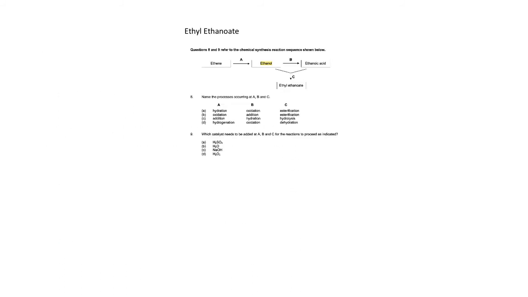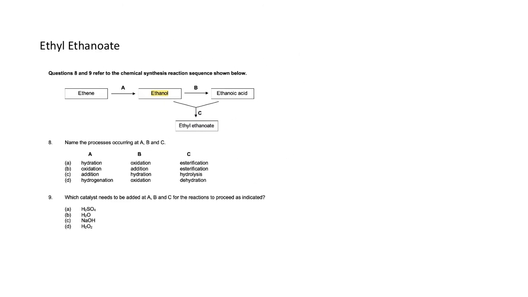Ethyl ethanoate. Oh, I didn't have much on ethanol, eh? All right. Ethyl ethanoate. So you get ethene turned into ethanol, turned into ethanoic acid. Then you add a little bit of ethanol to ethanoic acid and you make ethyl ethanoate. What are the processes here?